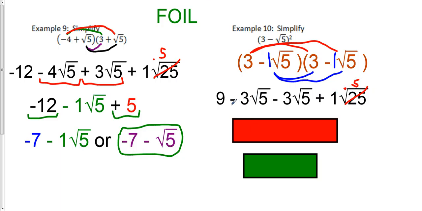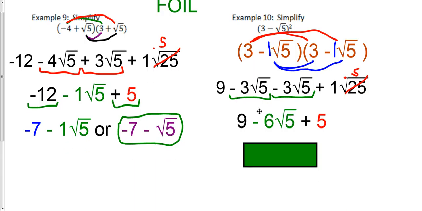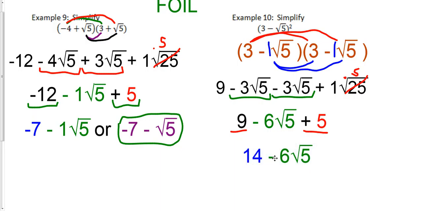We can also recognize that we have negative 3 square roots of 5 that match with another square root of 5. It's another negative 3. So negative 3 minus 3 more leaves us with negative 6. So 9 minus 6 square roots of 5, and then plus 5. In the end, we need to combine our whole number pieces, this 9 and this 5, and we would get 14. So we'd have 14 minus 6 square roots of 5. And that would be our final answer. And that'll actually complete it for our 10.2 lesson.